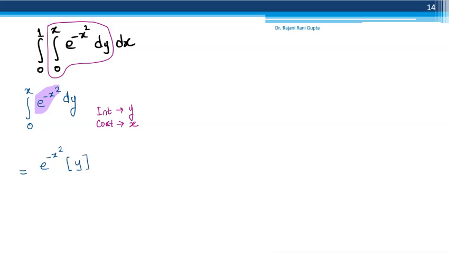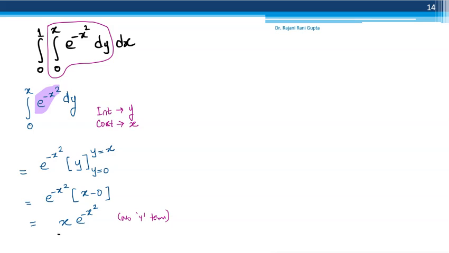Because if there is no y, you must multiply with y. So y is from 0 to x. Substituting the limit, e power minus x squared, this gives you x minus 0. So in short, you're left with x e power minus x squared. Now, you finished integration with respect to y, so you should not have any y term here. It shows that you are doing your calculation correct. It's a way of checking.